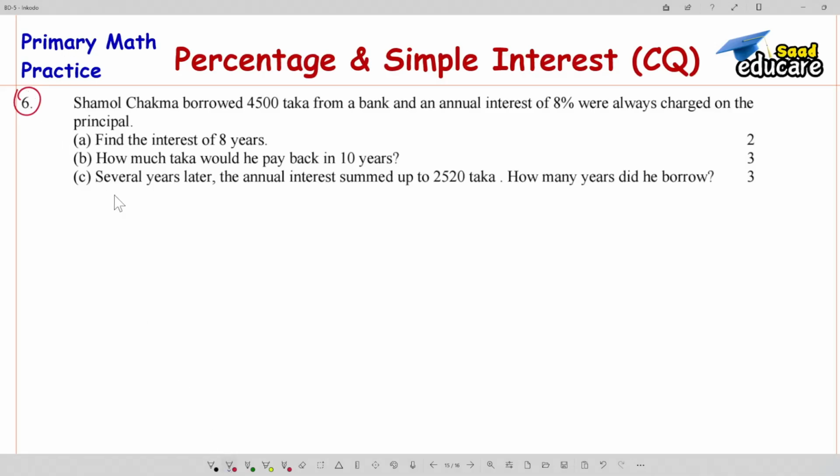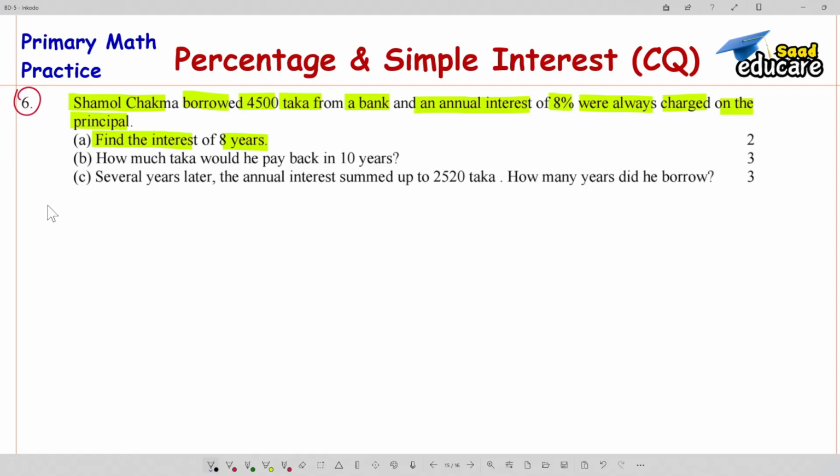Percentage and simple interest. Number 6. Shamol Chakma borrowed 4,500 taka from a bank and an annual interest of 8% was always charged on the principal. Our first question, find the interest of 8 years.